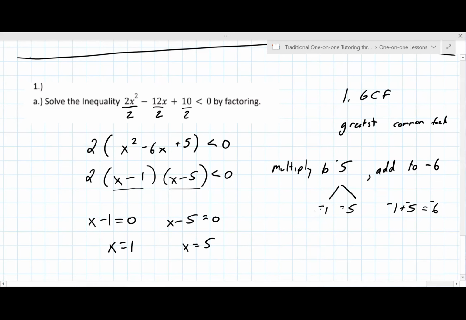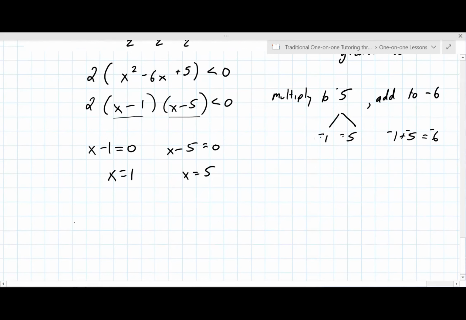Now, what we have to do next is remember what the graph of this looks like. The graph of this is, actually, that's not a good place to graph it. Let's graph it here. It hits at 1, 2, 3, 4, 5.